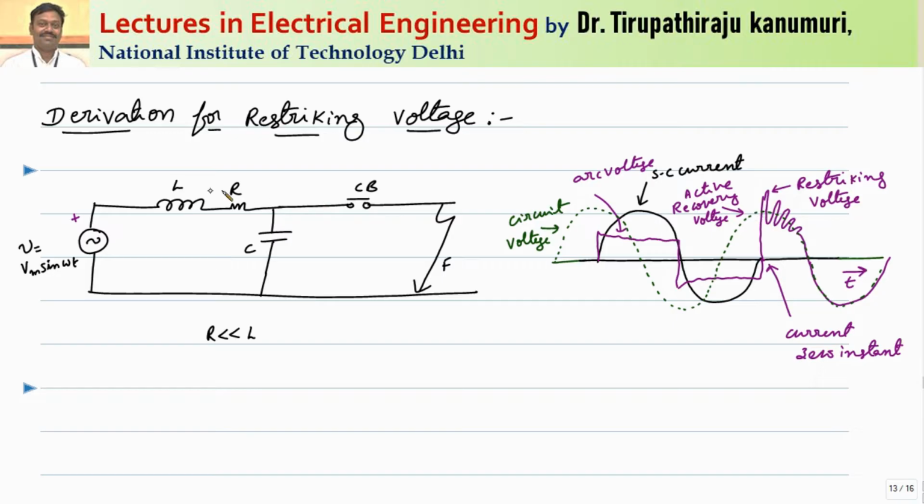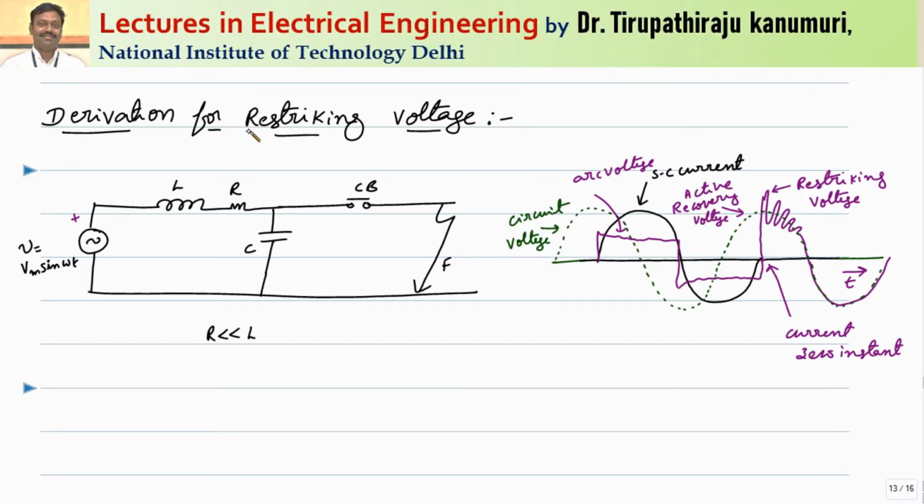But due to the effect of this L and C, we have seen in the last class that it creates oscillations. Because of that, higher frequency oscillations will come, which will superimpose on your supply frequency voltage. As a result of this, oscillations come, and because of the effect of the resistance, the oscillations will die out at a faster rate, and finally it will come to the steady state value.